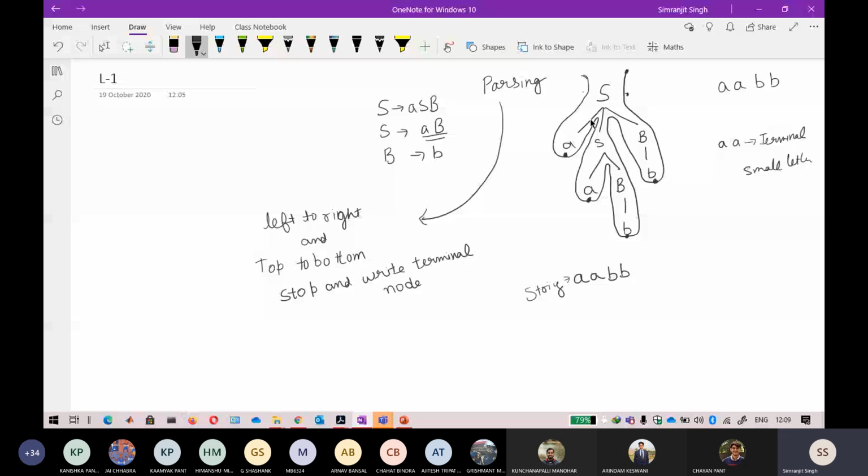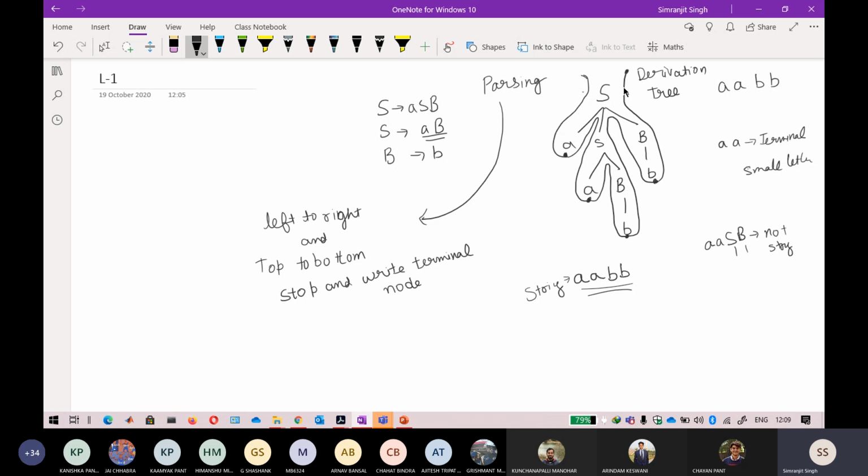Small letters are always called terminal symbols, and the big letters are always called non-terminal symbols, because a string like AASB cannot be part of the language. This is not a string, because in this particular string there are two capital letters coming. That is why this kind of notation is used. I have derived only one, and this tree that I have written is called a derivation tree.